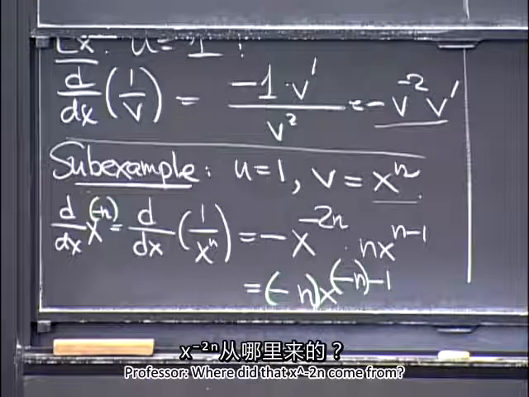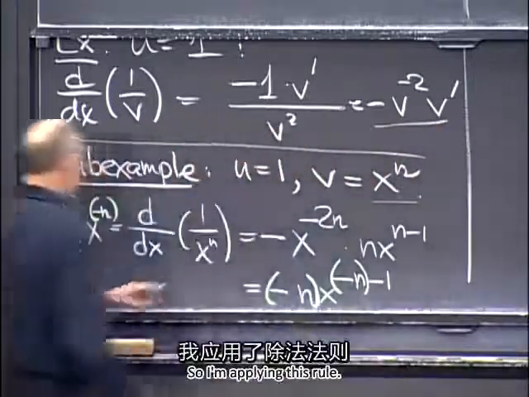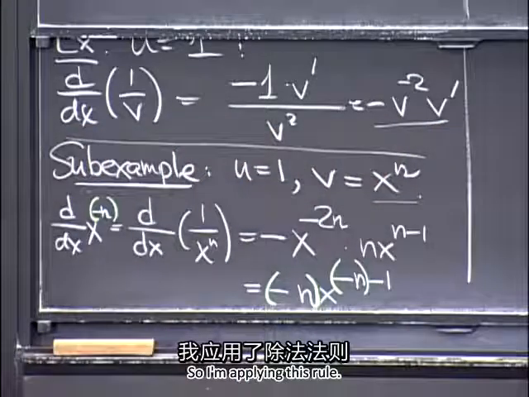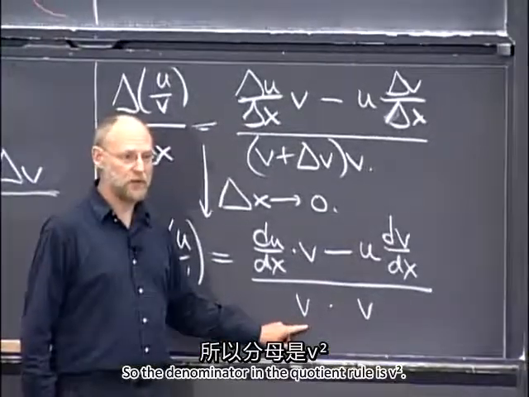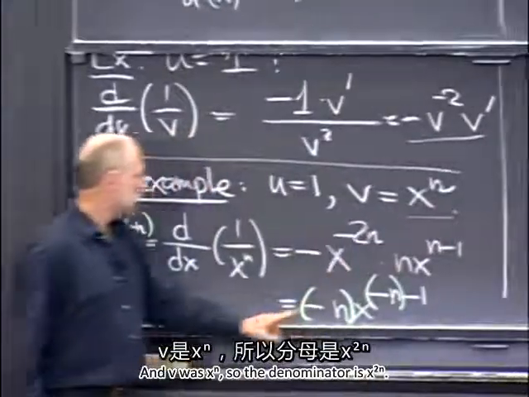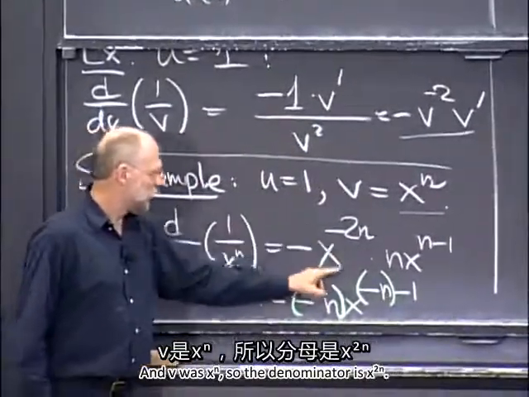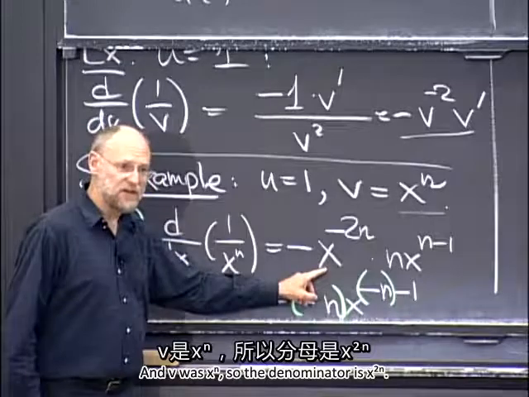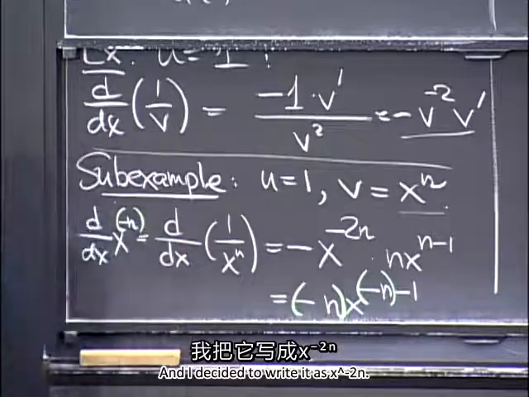Where did that x to the minus 2n come from? So I'm applying this rule. The denominator in the quotient rule is v squared. And v was x to the n. So the denominator is x to the 2n. And I decided to write it as x to the minus 2n.